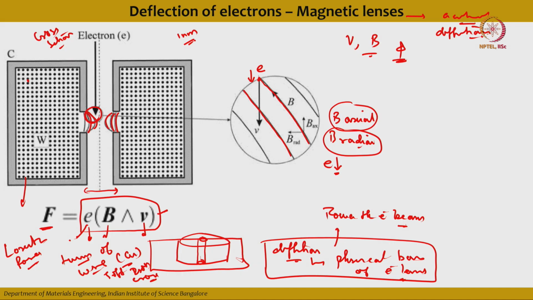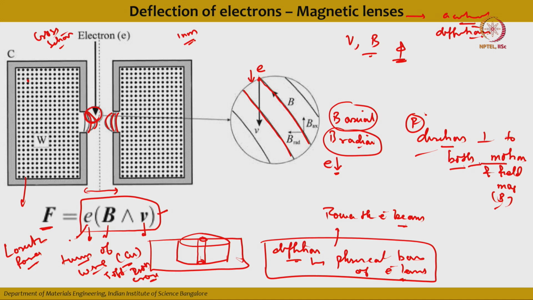E into B cross V, and this force, as per the rule, is applied in a direction perpendicular to both the direction of motion and the magnetic field B. Okay, so the force direction is perpendicular to the motion, the velocity direction, and also the magnetic field.